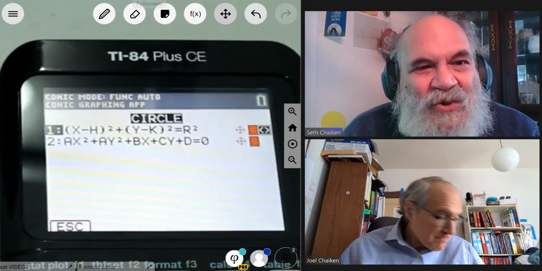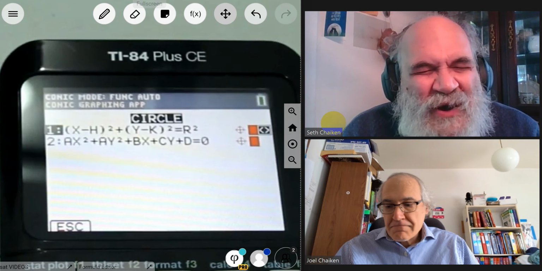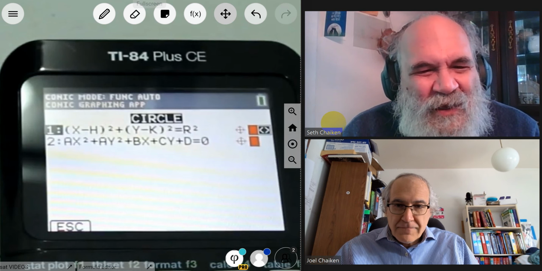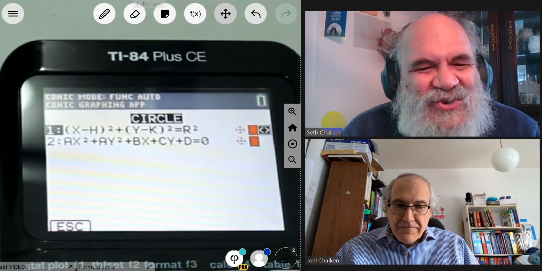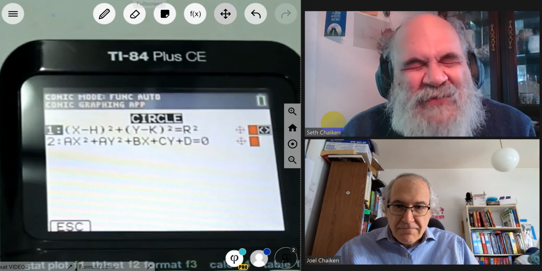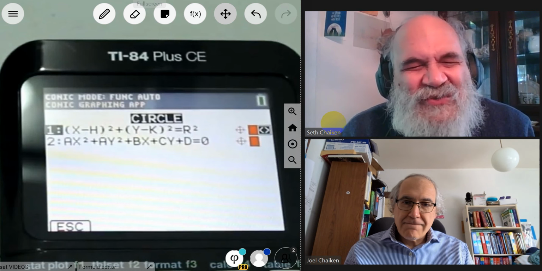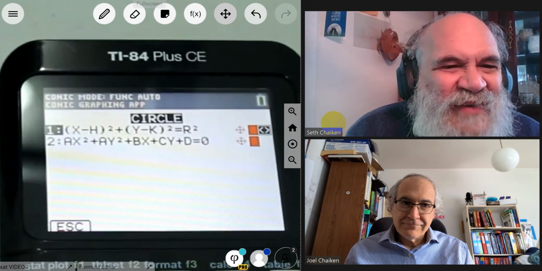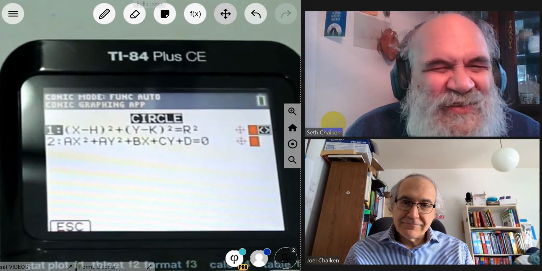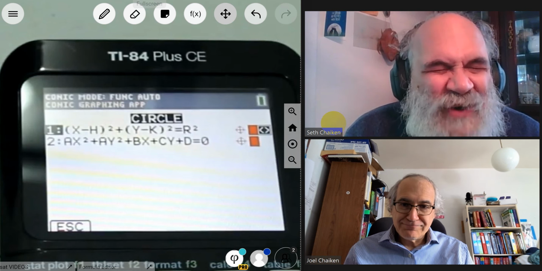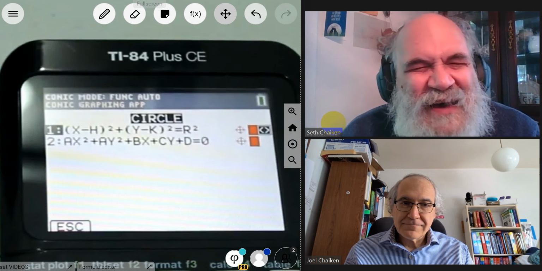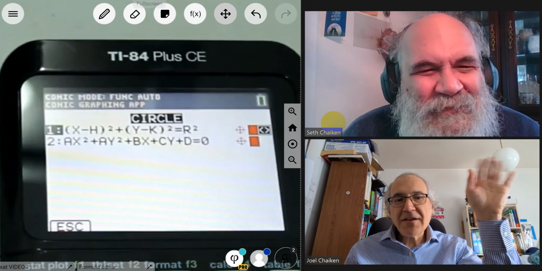Why? Because when the equation is in form 1, right from the equation you could read off everything you need to know, everything about the geometry of the solution. The point with coordinates (h, k) is the center. And the radius is r. So what do you need a calculator to plot it for? I know why.